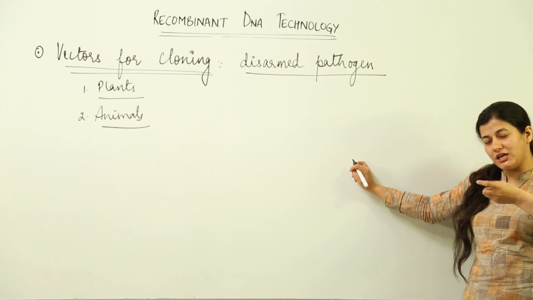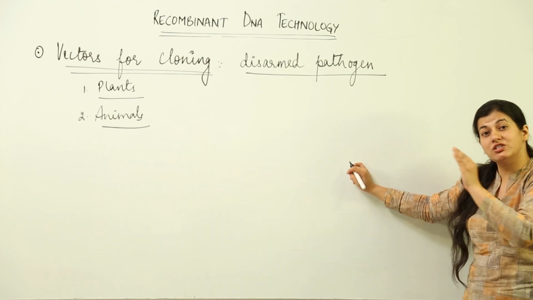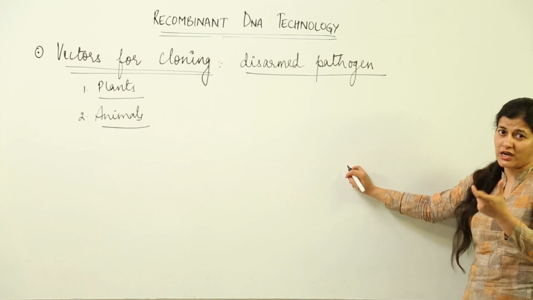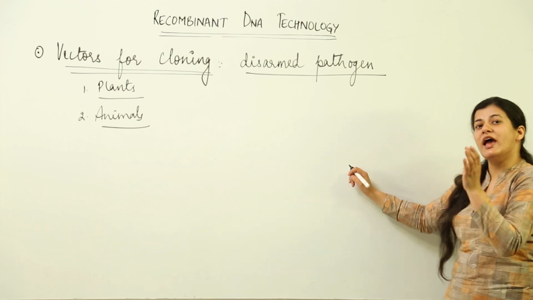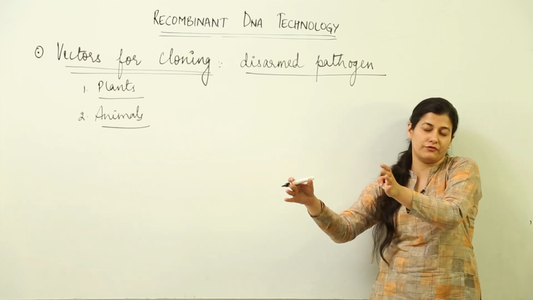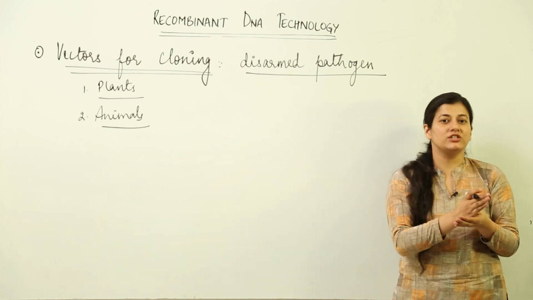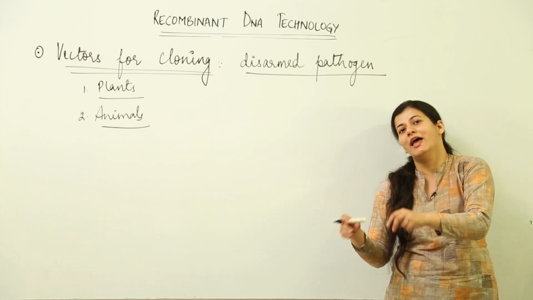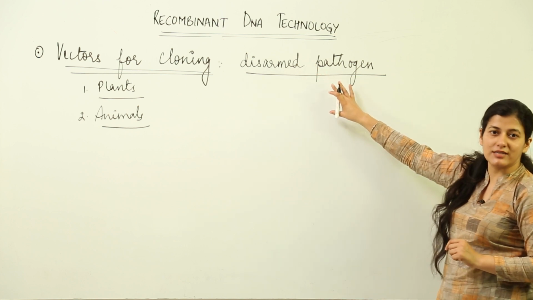It has the ability to get incorporated in the genome. It sends its gene inside and then it copies itself. That means they have what we are seeking in a vector. We can use it as a vector, but we have to disarm it from the disease that it is causing. We have to disarm that gene which is causing the disease, and instead we put our gene and get our work done. This is the principle of having a disarmed pathogen.